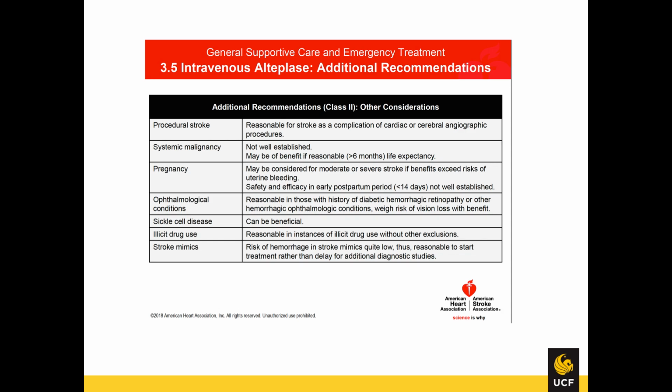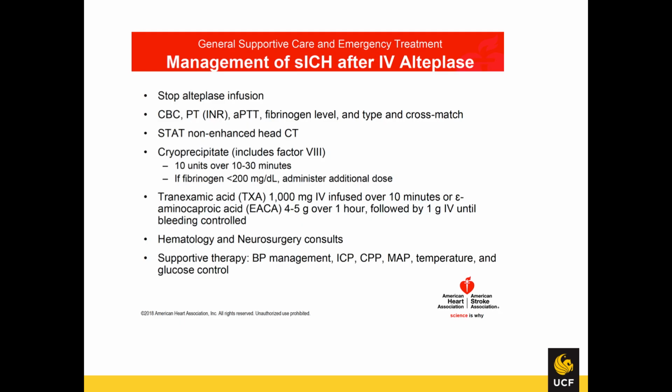Okay, so other recommendations here you can see for procedural stroke, for systemic malignancy, pregnancy, ophthalmologic conditions, sickle cell, illicit drug use, and things that mimic stroke. You can pause the lecture and read those on your own if you'd like to. Some are more important than others.